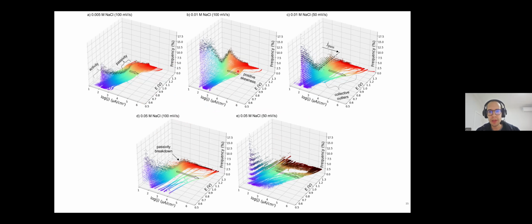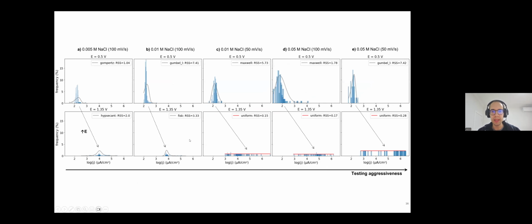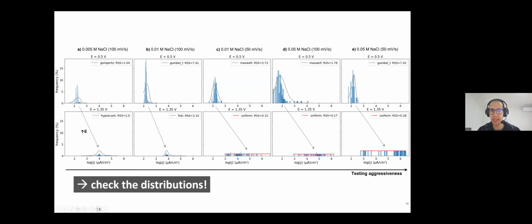So if you follow these arrows here, they go along with the error. These are just 3D histograms, so this is the frequency of current density that we measure. And I would just like to show you that data gets more and more complex, but we shall better see it in 2D. At very low applied anodic potential, we are in the passivity zone, we have a normal distribution, but once we amplify the overpotential, we reach the passivity breakdown region. And as a function of corrosion aggressiveness, our distribution of current density goes from unimodal, let's say nearly normal, to a uniform type of distribution with much higher associated randomness, right?